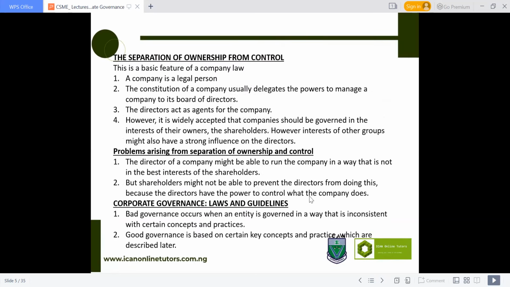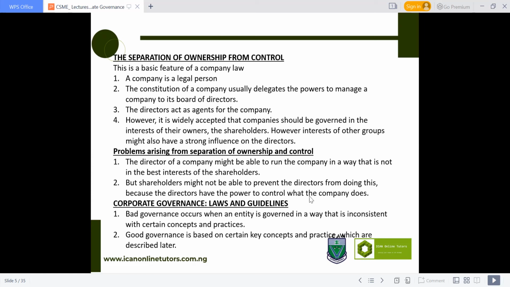Like I said earlier, one of the reasons why we need corporate governance is the separation of ownership from control. In a sole proprietorship business, there's no governance because the ownership is not separated from the business. Even in a partnership, because the partners are involved, there's less corporate governance. Once we have two parties involved, someone providing the funds and someone managing, then we need corporate governance.